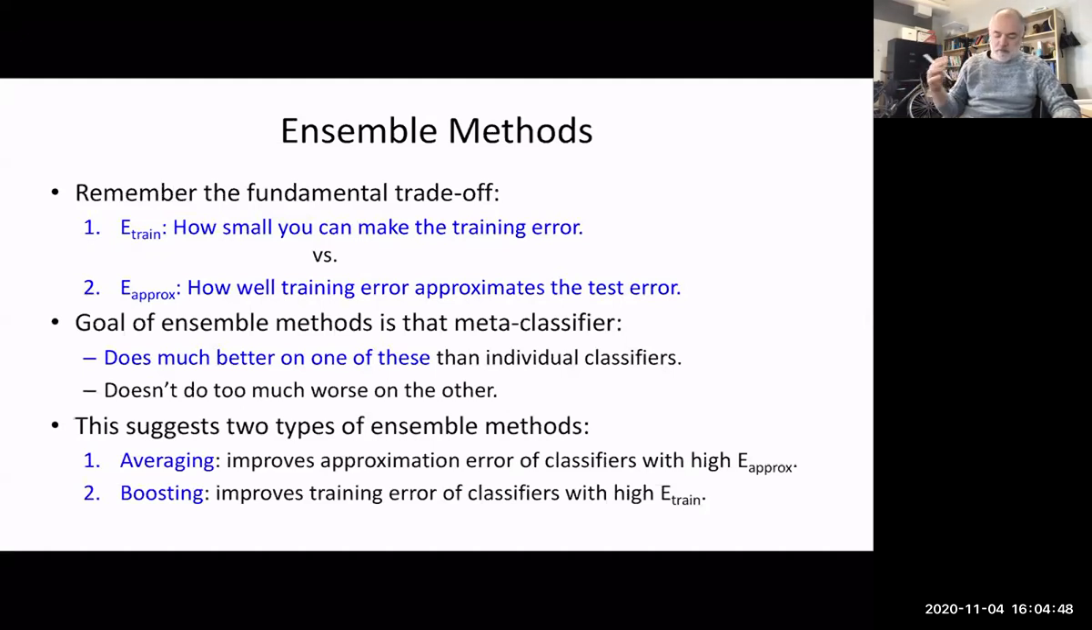We also did stacking in the midterm. Averaging improves the approximation error of classifiers with high approximation error. In other words, deep classifiers that might overfit, you might want to average them in order to make a better ensemble. But today we're going to highlight the existence of boosting, which is a way of improving training errors of classifiers with high E-train, which is to say weak learners that have relatively large training error. If you stick them together in particular ways, you can make an ensemble of classifiers that works much better.